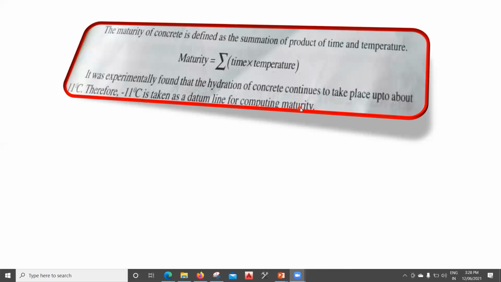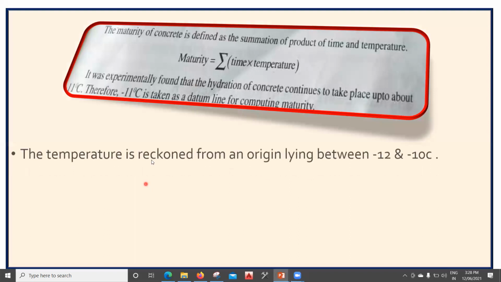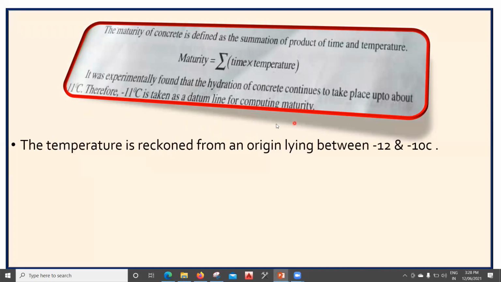Now what do you understand by this? That means the temperature is reckoned from an origin lying between -12 and -10 degrees Celsius. When they were doing this research, they found that the hydration of concrete will happen at a temperature of -10 to -12 degrees Celsius. So they took the average, and -11 degrees Celsius can be taken as a datum line, as a reference line.